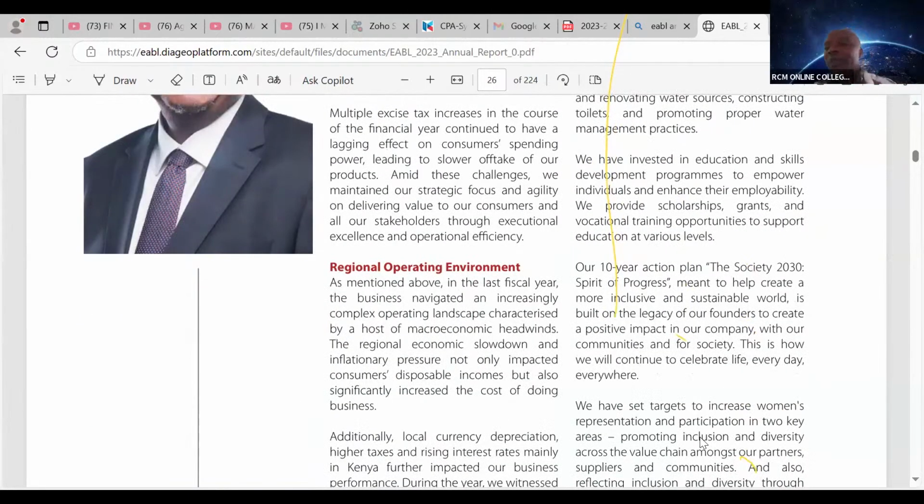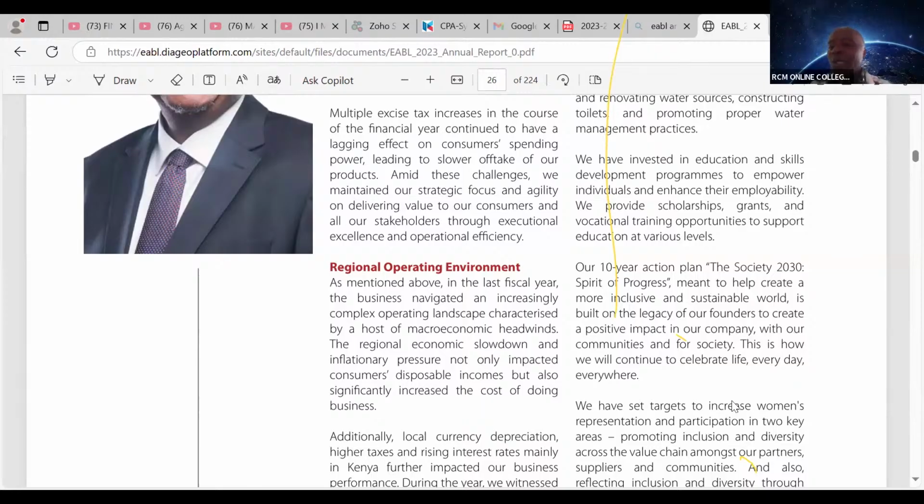Our 10-year action plan, the Society 2030 Spirit of Progress, meant to help create a more inclusive and sustainable world, is built on the legacy of our founders to create a positive impact in our company, with our communities, and for society. This is how we will continue to celebrate life every day, everywhere.